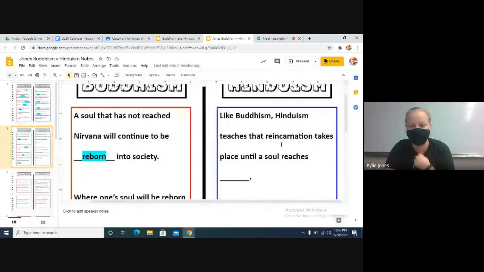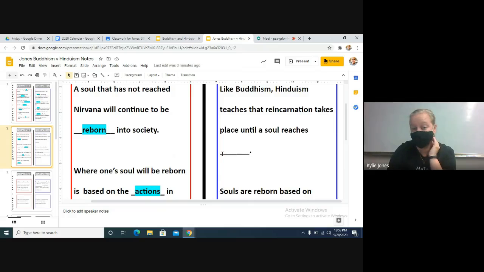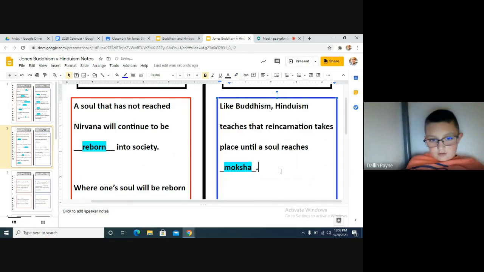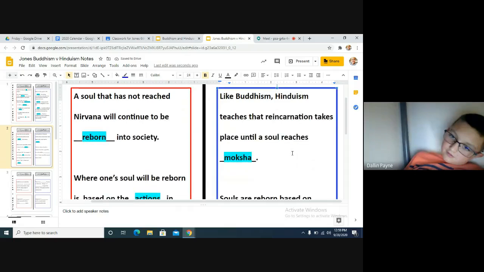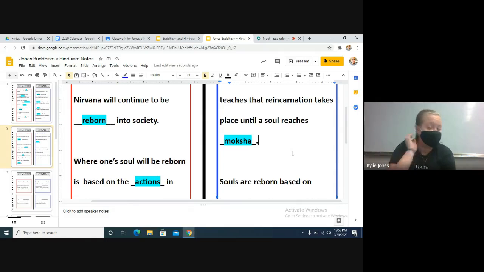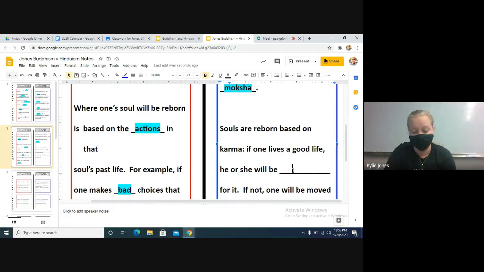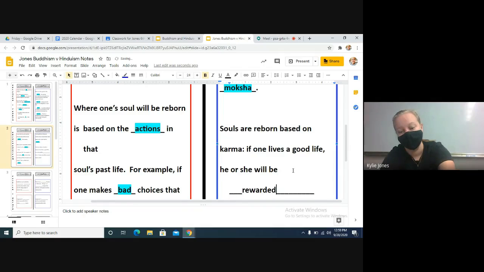All right, let's fill this out. So Hinduism. I'll probably have everybody finish them on their own if we don't finish anyway. So, like Buddhism, Hinduism teaches that reincarnation takes place until a soul reaches what? Moksha. It's the same way that they're reborn in Buddhism, they're also reborn in Hinduism. Okay, so type that one. And our next one, souls are reborn based on their karma. If you live a good life, you will be what? Rewarded.